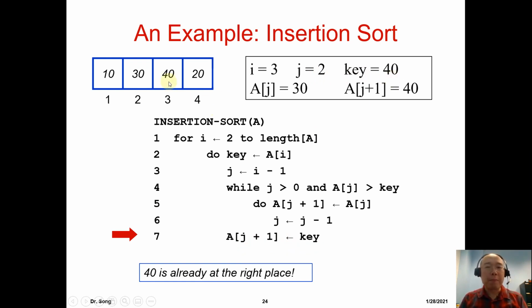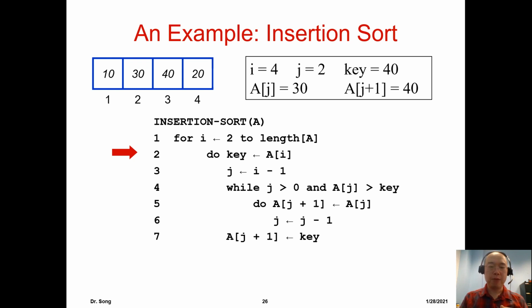So what does this mean? This means we don't have to shift any value to the right side, because the new value 40 is already larger than any of the values in the sorted portion. So 40 is greater than all the sorted values, and 40 stays in place. Let's move on. Then we will do I equals 4.